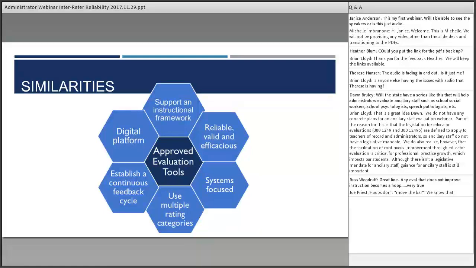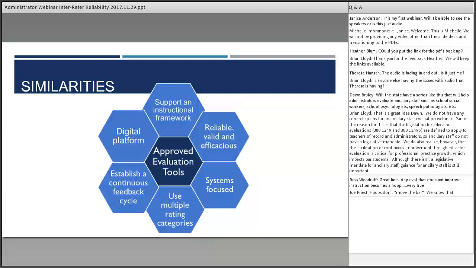Some of the similarities across all of our state-approved frameworks: they are all instructional frameworks, which means that when we've adopted these frameworks, we have defined what quality teaching and what excellence looks like in instruction in our districts. So those frameworks are an instructional framework that can really define quality teaching for everyone in the system. The legislative requirements for those evaluation tools were that they were reliable, valid, and efficacious, and they've all met those standards to be included on the state-approved list.